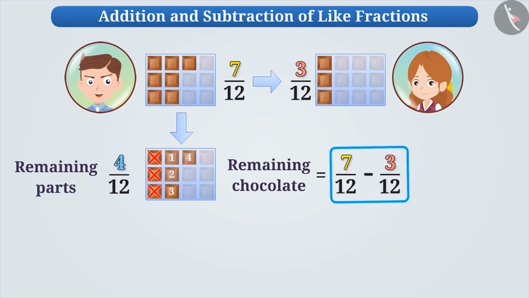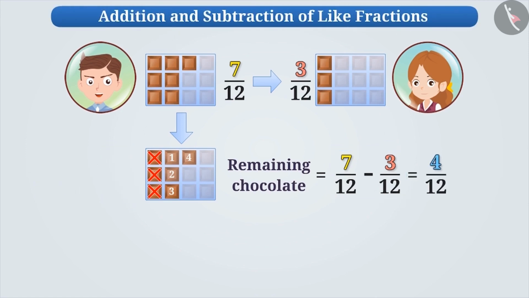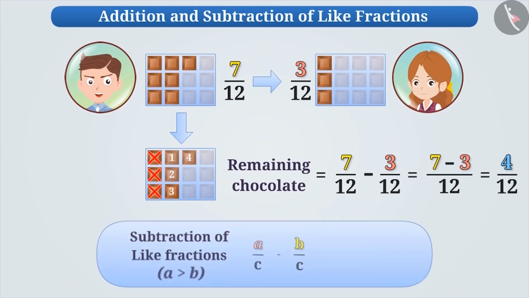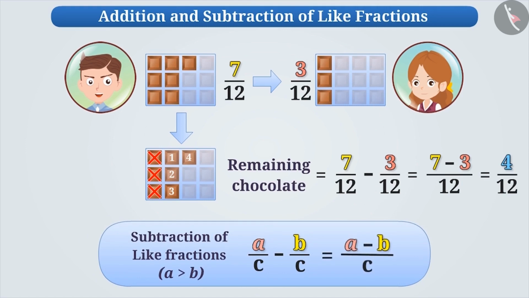Now can we say that 7/12 minus 3/12 is equal to 4/12? Yes, we can definitely say that. Since the denominator is the same, the numerators are subtracted from one another. Therefore, in order to subtract 2 or more than 2 like fractions, smaller numerator is subtracted from the larger numerator, and the common denominator is kept as it is.